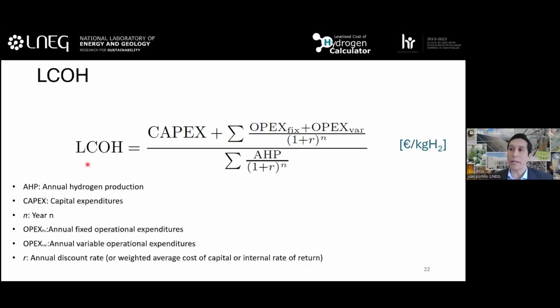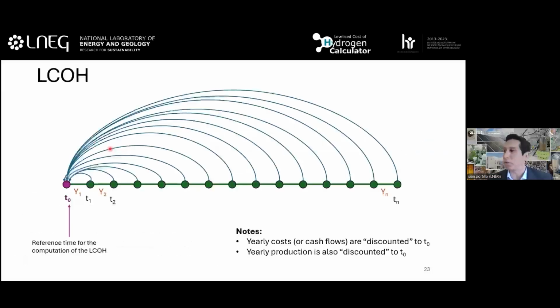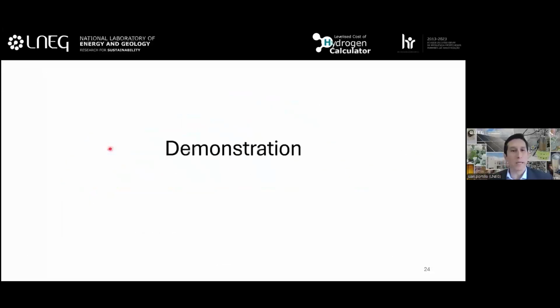That is why this levelized cost of hydrogen at the end reduces to the minimum price we should sell the hydrogen in order to have the expected returns. Okay, let's pass to the demonstration of the tool.